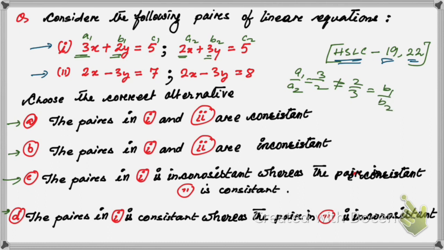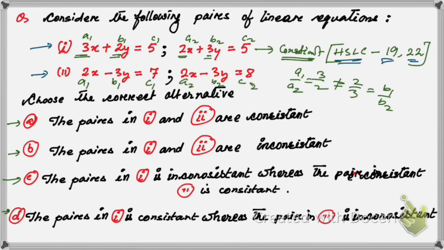Okay, so that means this pair is consistent. This first pair is consistent. Now in the next pair, again consider this one as A1, this is B1, and this one is C1, and here it is A2, B2, C2.